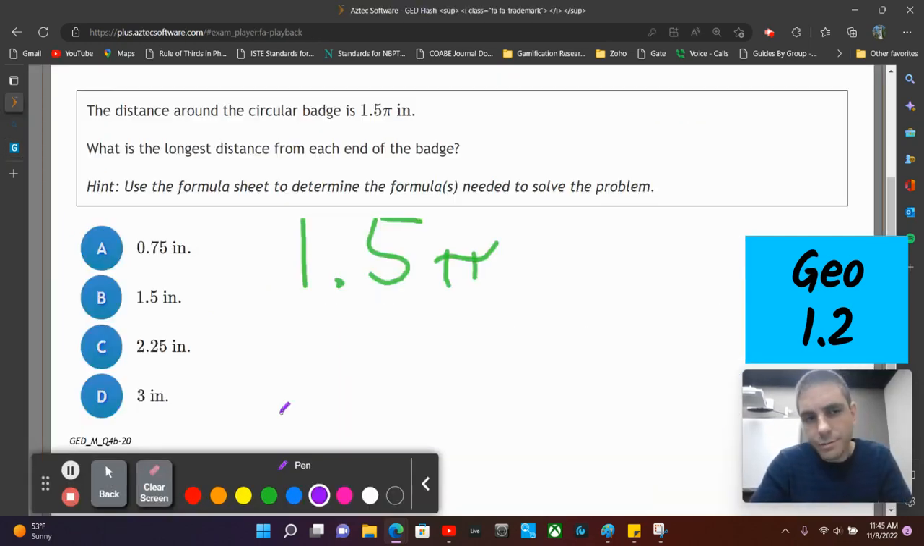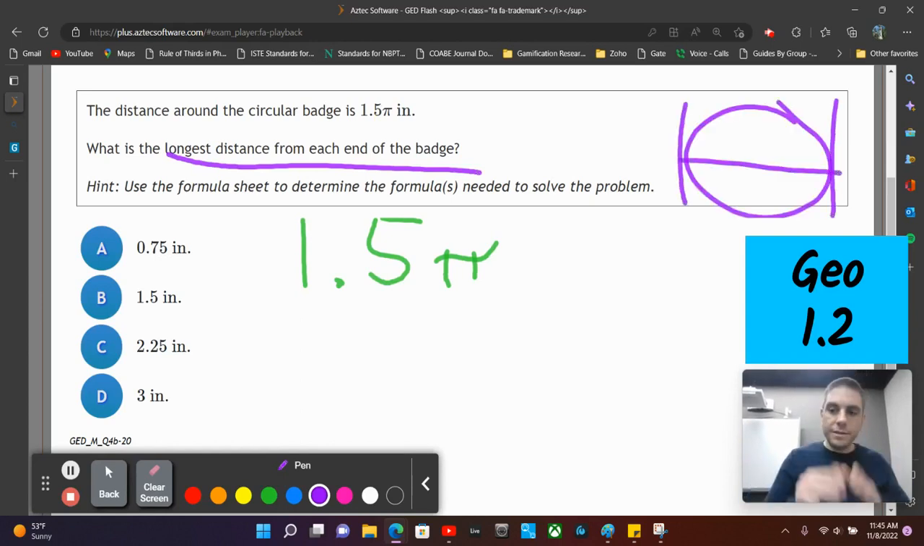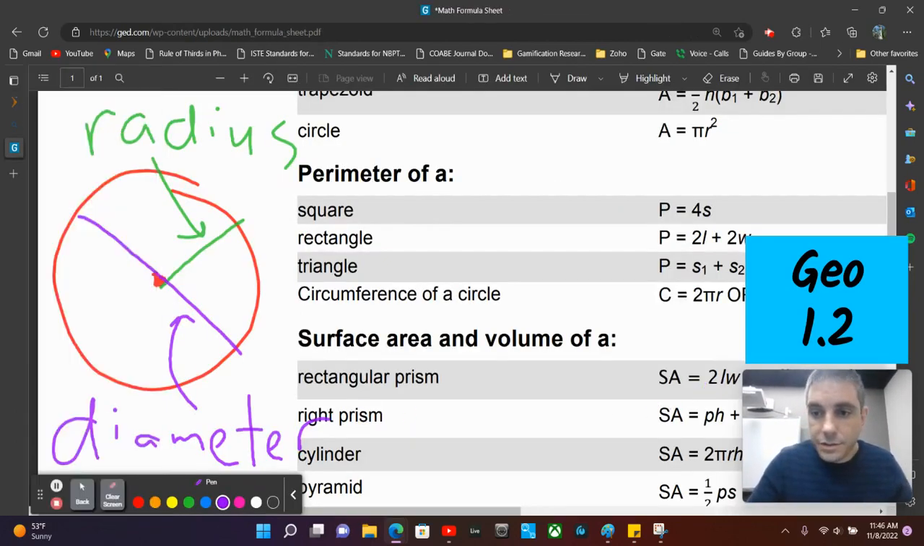Okay, so we know now that we're dealing with circumference. We know that we have two options for the circumference measurement, using either diameter or radius. But let's take a look at the actual question again, which might shed some light on which form we want to use. It says, what is the longest distance from each end of the badge? To me, that indicates the width of the badge. So that means that using the diameter form of this circumference formula is going to be our best bet.